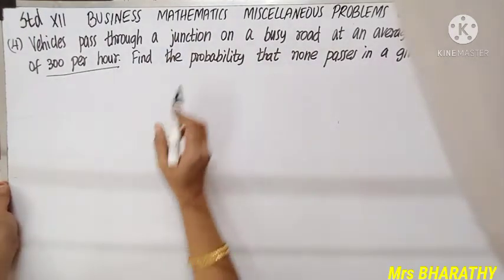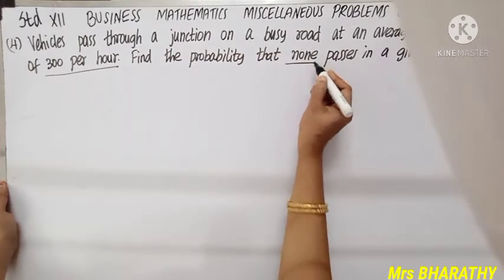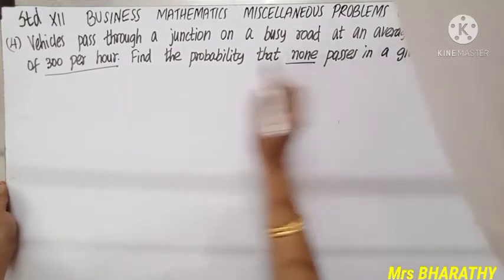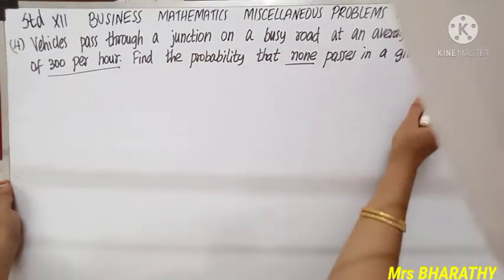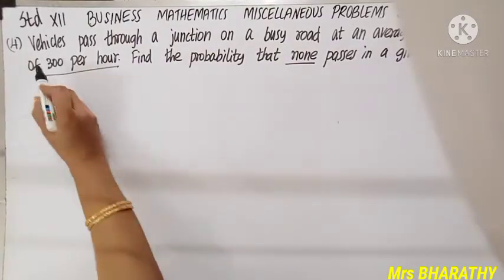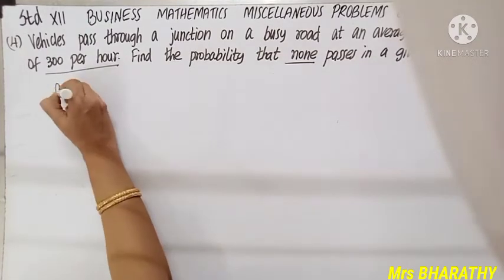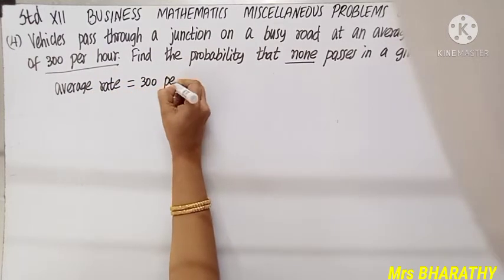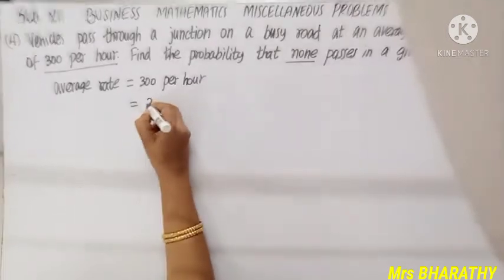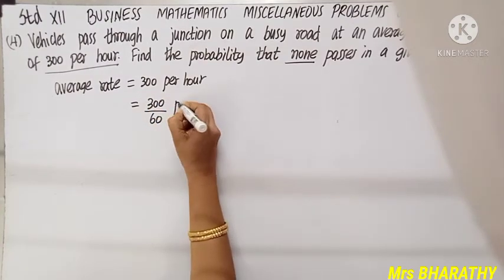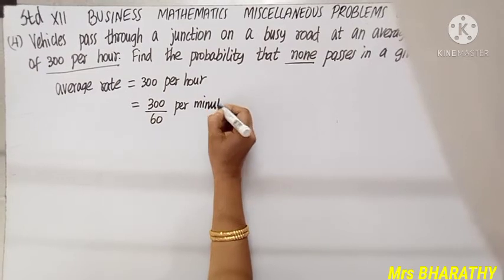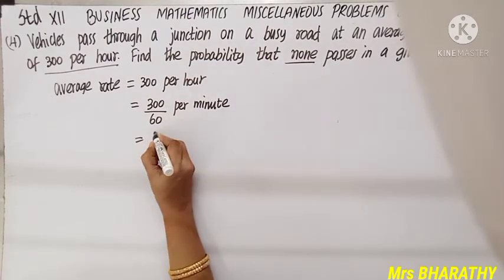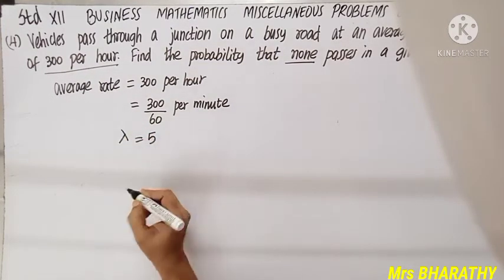Question number 4. Vehicles pass through a junction on a busy road at an average rate of 300 per hour. Find the probability that none, which tells me x is equal to 0, passes in a given minute. The question stated per hour but asked per minute, so let us change this for minute. What is the average rate given? It is 300 per hour, and 1 hour contains 60 minutes. So 300 divided by 60 per minute. Why do we convert for minute? The question is asked for minute only. So my answer is 5, and this I call lambda.